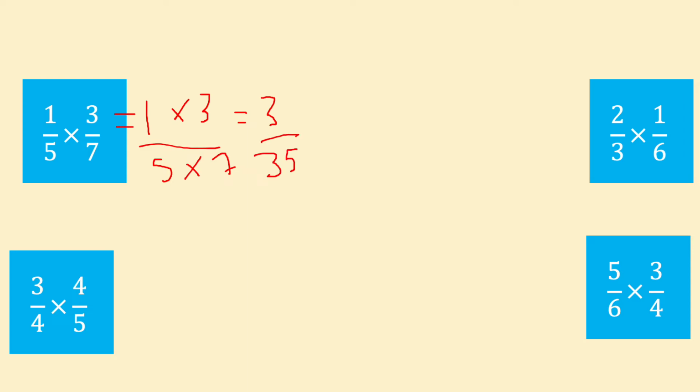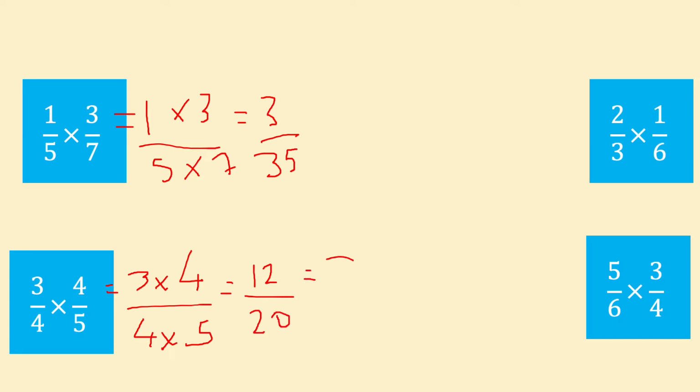Okay, the next one, 3/4 times 4/5. Well, 3 times 4 is 12, and 4 times 5 is 20. So I'm going to get 12 out of 20, which can simplify to 3/5, dividing top and bottom by 4. 12 divided by 4 is 3, and 20 divided by 4 is 5.